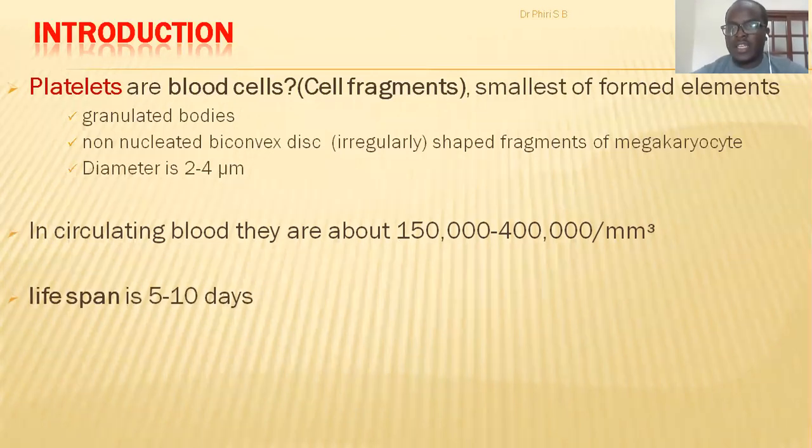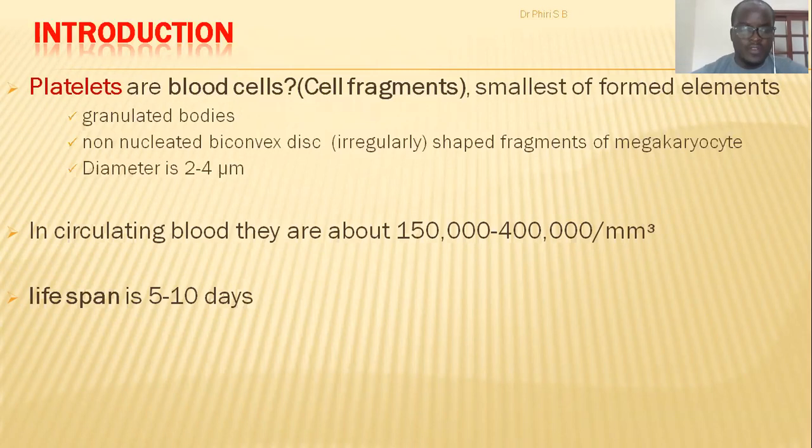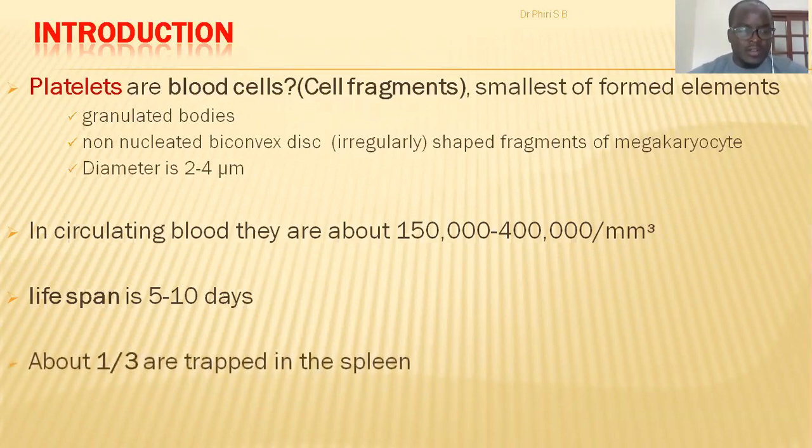So you know to say after 10 days, they'll be destroyed by other systems like the spleen. They are also involved in destruction of these platelets. So remember the endothelial system that is involved there. Then also, about 1/3 of the platelets are trapped within the spleen. So if you undergo splenectomy, or the removal of the spleen, you are removing about 1/3 of platelets. So that can result in a low platelet count when you remove a spleen.